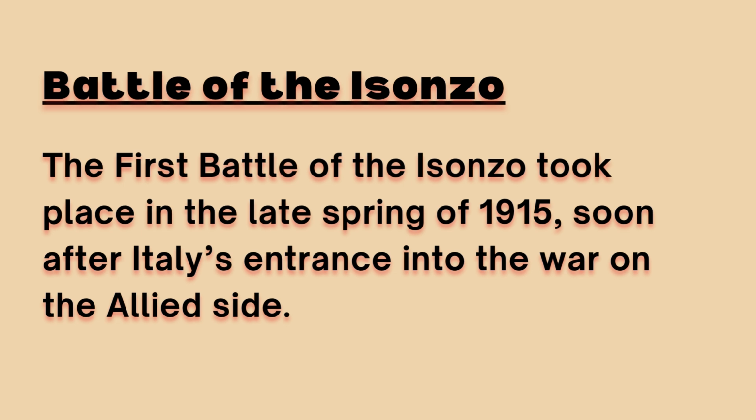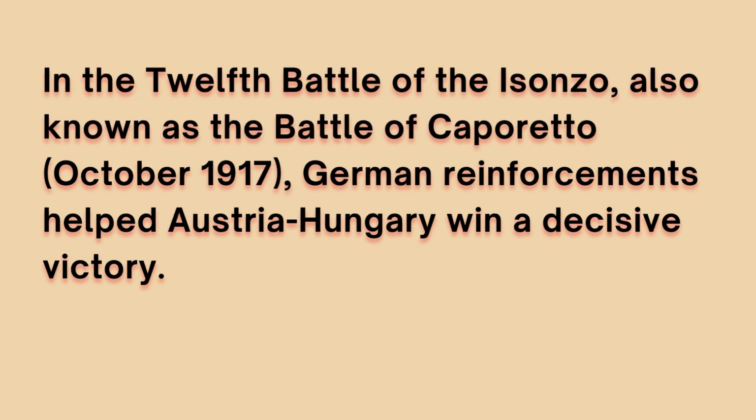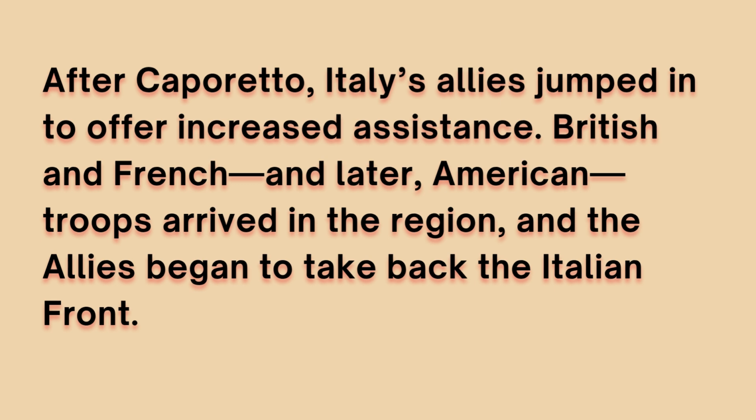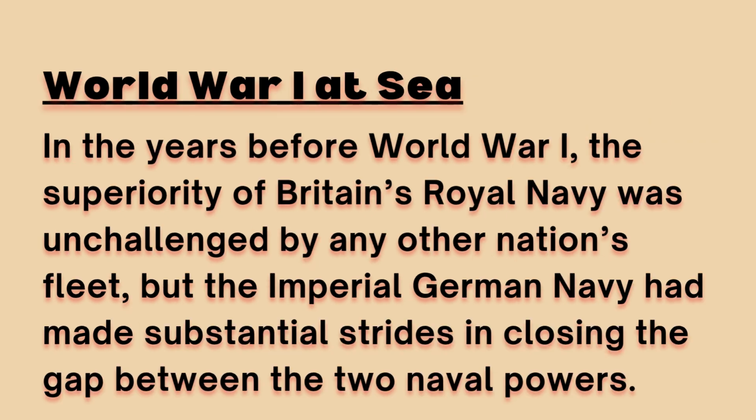Battle of the Isonzo. The First Battle of the Isonzo took place in the late spring of 1915, soon after Italy's entrance into the war on the Allied side. In the 12th Battle of the Isonzo, also known as the Battle of Caporetto, October 1917, German reinforcements helped Austria-Hungary win a decisive victory. After Caporetto, Italy's allies jumped in to offer increased assistance. British and French, and later American, troops arrived in the region, and the Allies began to take back the Italian front.